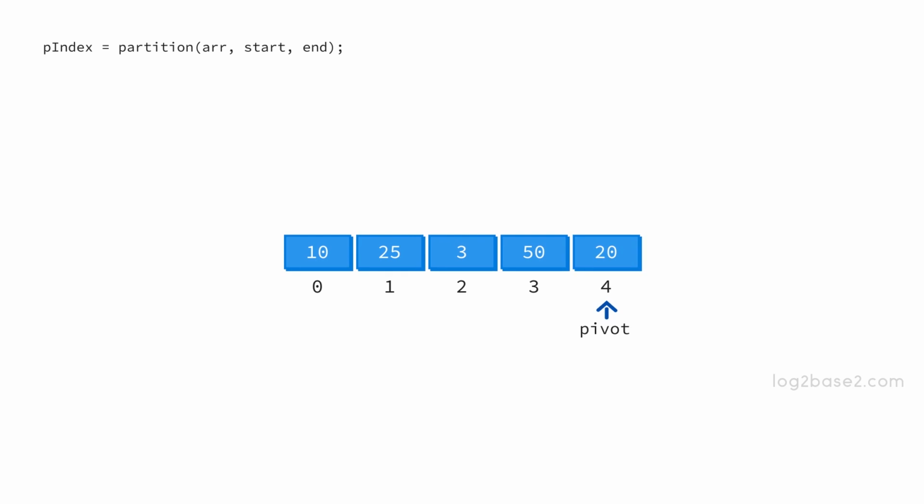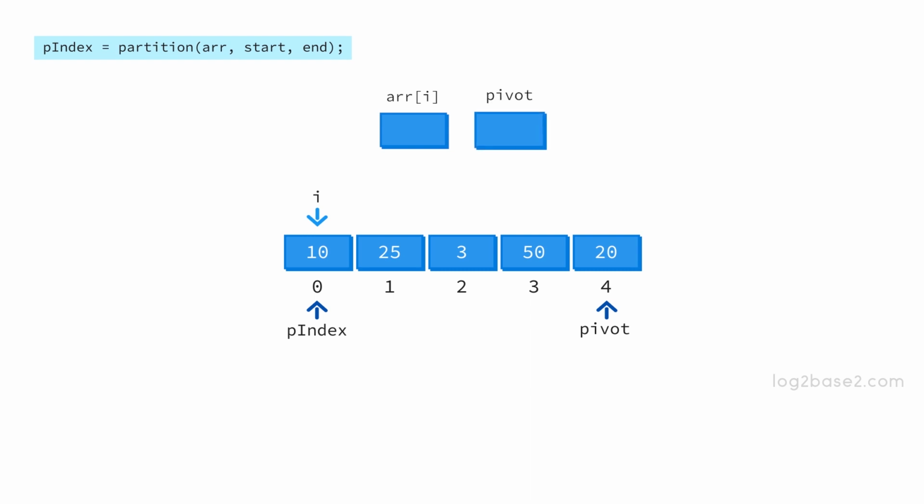Let us apply the partition logic. It is very simple. Let us take two variables, the partition variable p index and iterating variable I. Initialize both of them to the starting of the array. Here, starting index is 0, so initialize p index and I to 0. Now check if ARR of I is less than pivot. That is, if 10 is less than 20. And if it is true, we have to swap elements at I and p index. Both I and p index point to the same element, so 10 will be swapped to its actual place. It will not make any changes in the array. After this swap, we need to increment the value of p index. So move p index to next position.